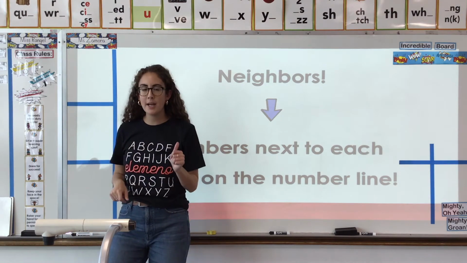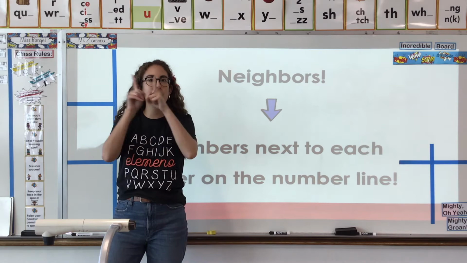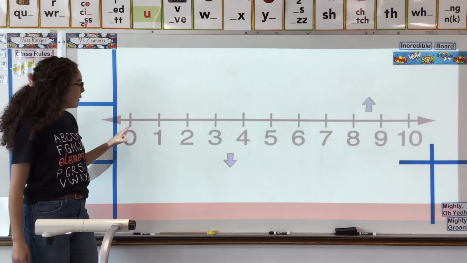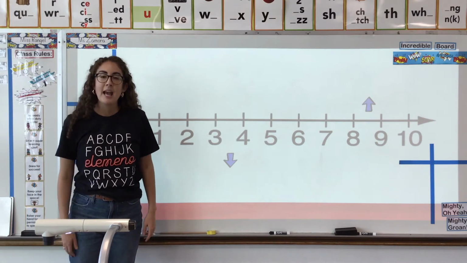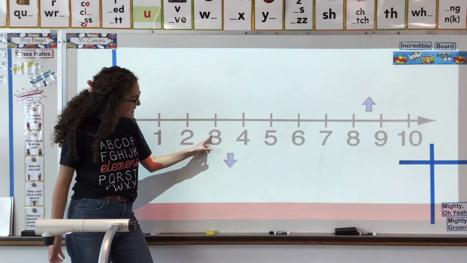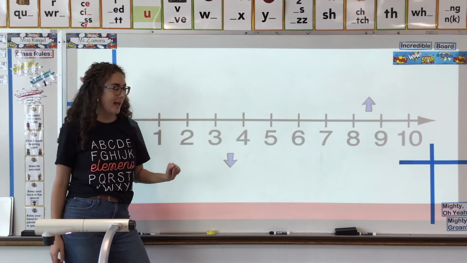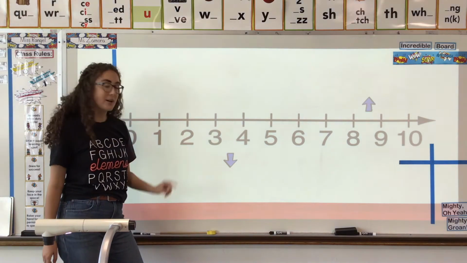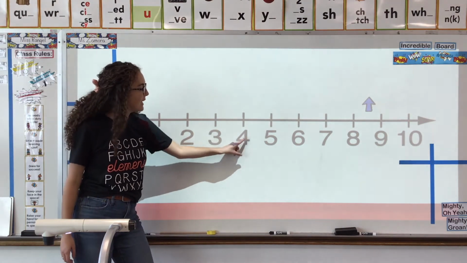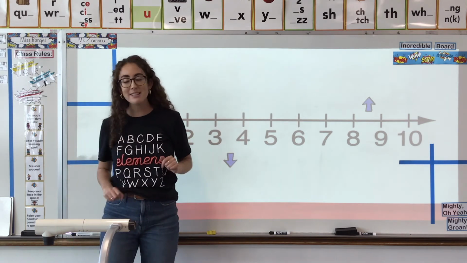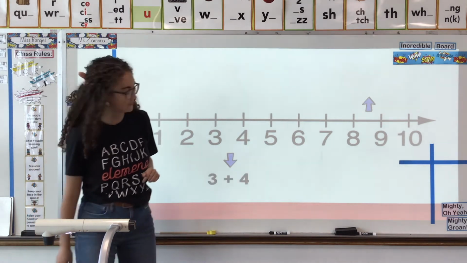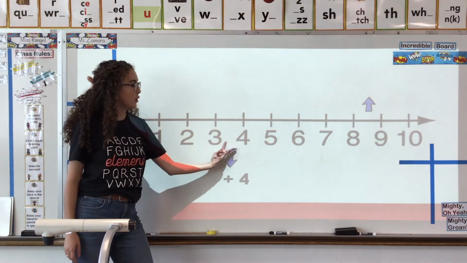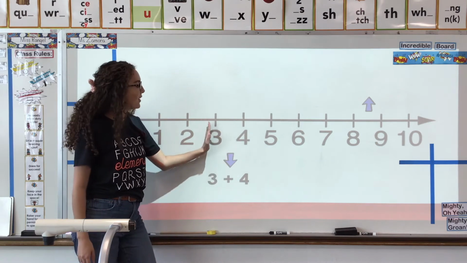So let's take a look at a number line to really see what it means to be a neighbor fact. Here we have a basic number line. We go from 0 to 10. If a number has a neighbor, it means it's right next to it on the number line. So 3's neighbors are 4 and 2. If 3 and 4 are going to be added together, that's a neighbor fact of 3 plus 4. This is a neighbor fact because two numbers that are next to each other on the number line are being added.